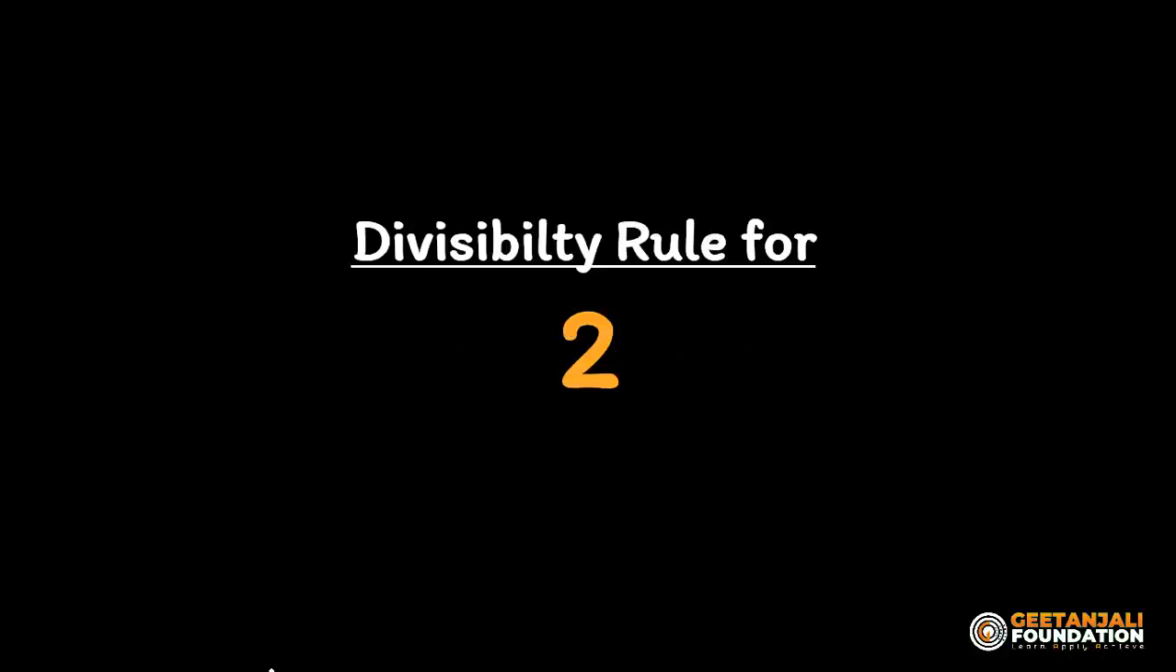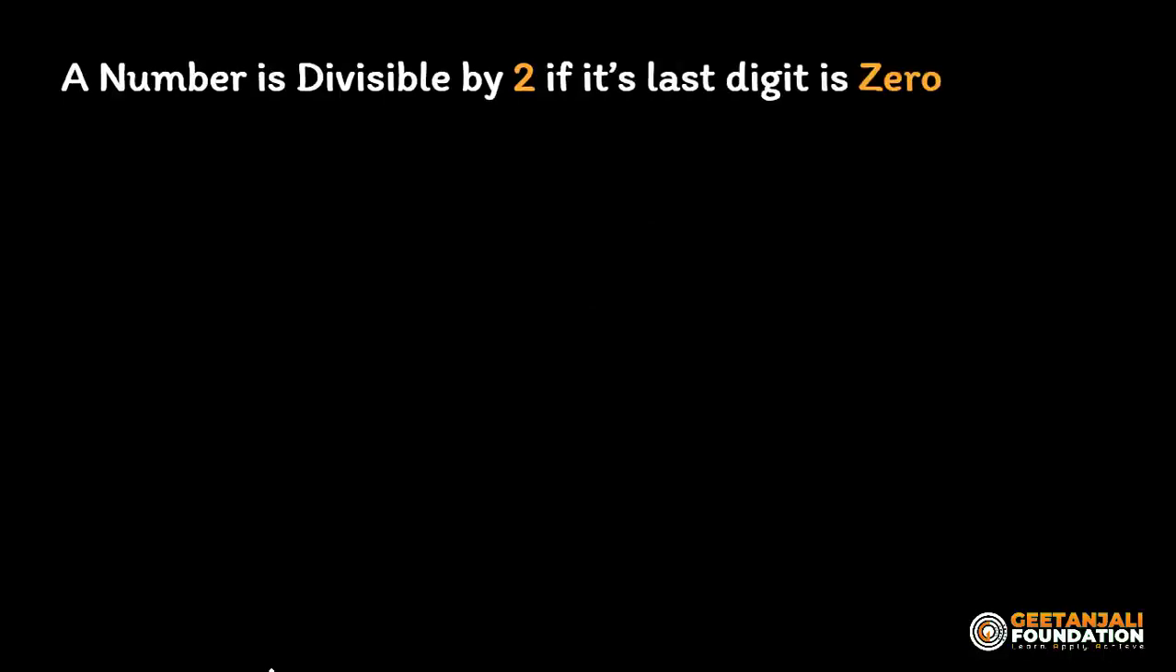Let's start with the divisibility rule for 2. A number is divisible by 2 if its last digit is 0 or even. This rule says that whatever number is given to you, it may be a small number, it may be a bigger number, you don't need to worry about it. What you need to check is just its last digit, that is its units place digit. It should be either 0 or one of the even numbers, that is one of the numbers 2, 4, 6 or 8. If you find any of these numbers at the units place digit of the given number, then the given number will be divisible by 2.